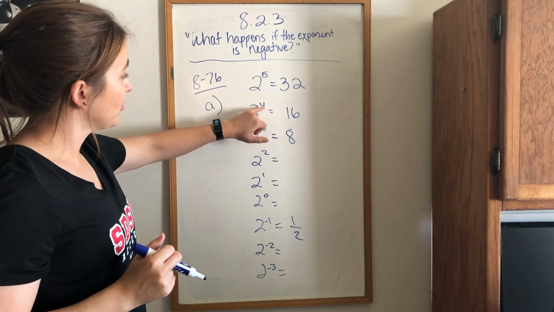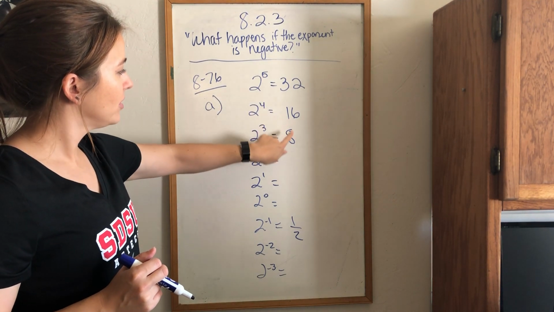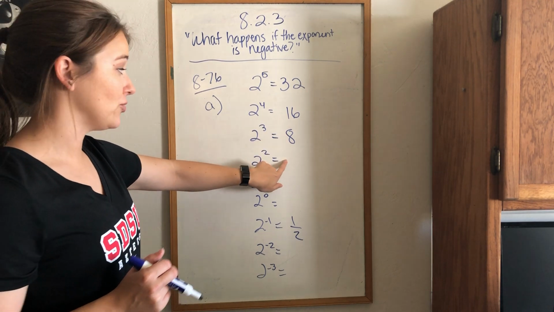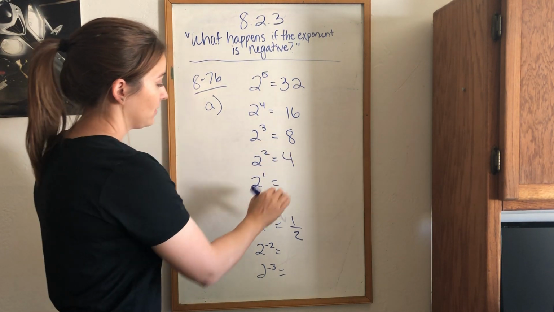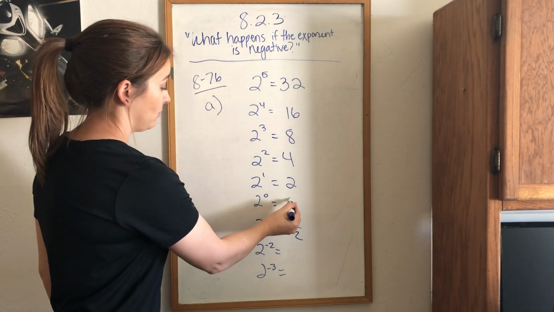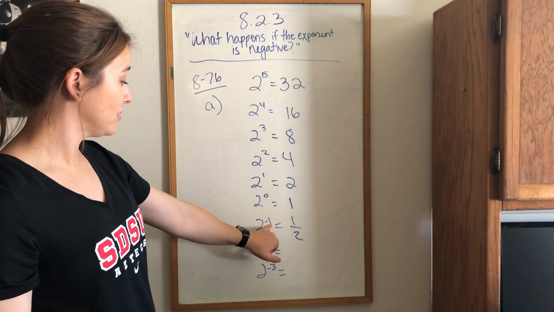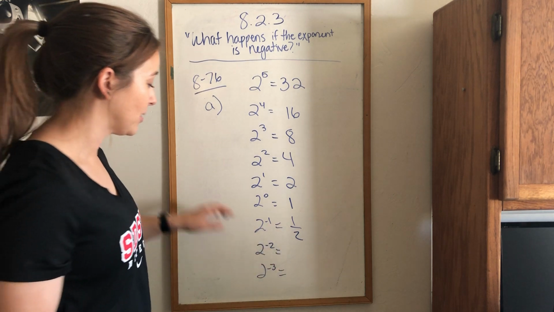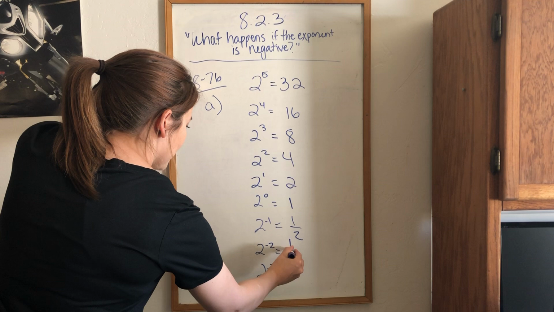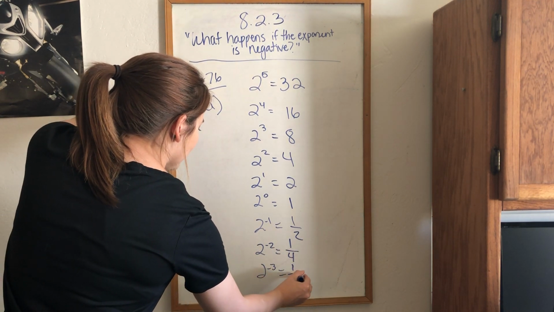Okay, so for every exponent you go down by 1, it looks like you're dividing this in half. 32 divided by 2 is 16. 16 divided by 2 is 8. 8 divided by 2 is 4. 4 divided by 2 is 2. 2 divided by 2 is 1. So now we've got 1/2 here because we know that we have a negative exponent, so that flips the number upside down. So now 2 to the negative second, I'm going to assume is 1 over 4, and then 2 to the negative 3 would be 1 over 8.